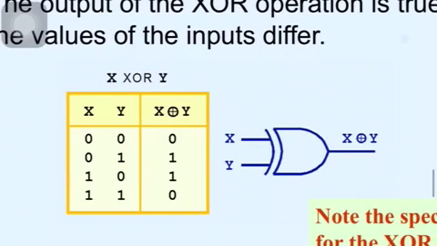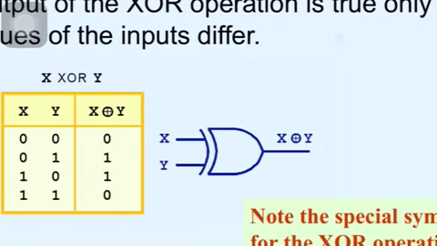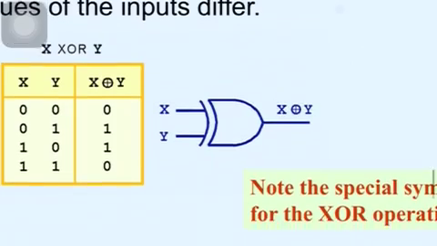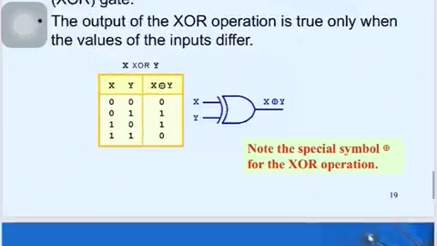And the symbol for the logic gate is this. It takes the inputs X, Y, and the output of this XOR gate is X XOR Y. The symbol for the XOR is plus circled plus.